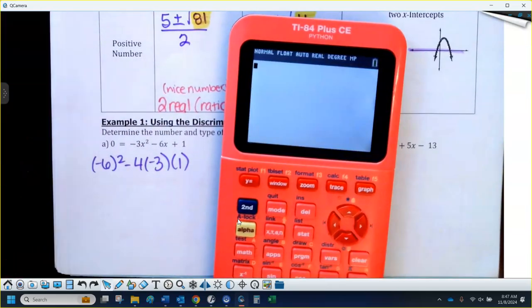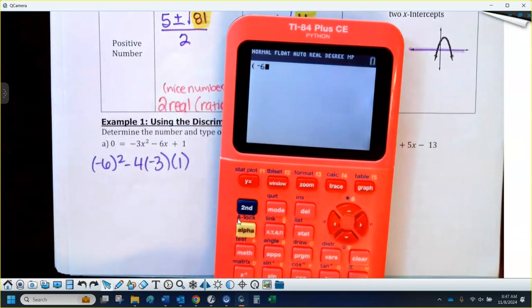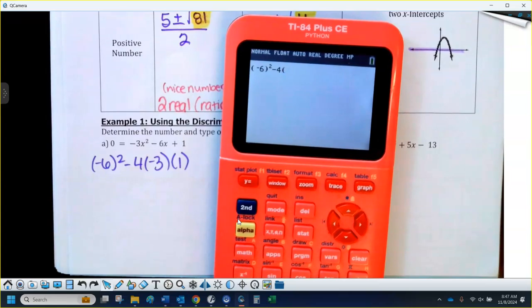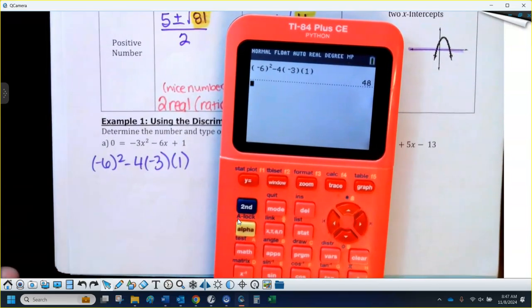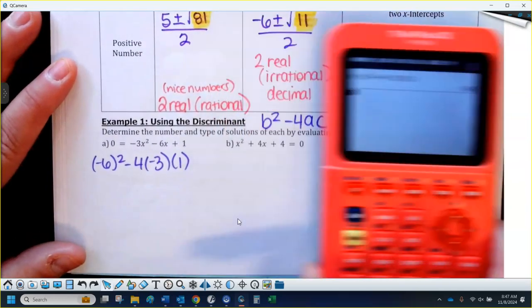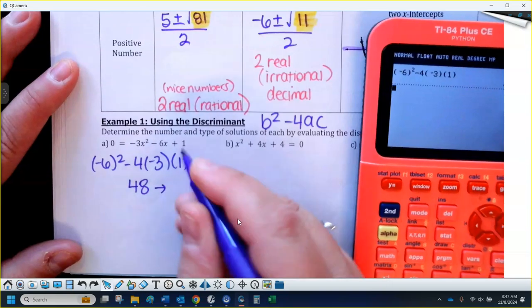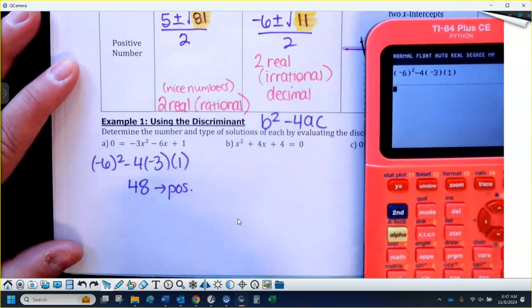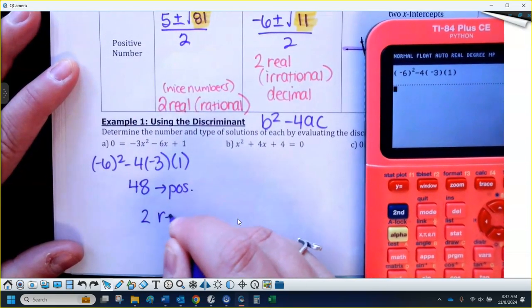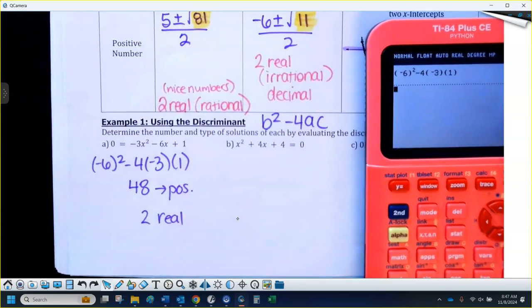And I'm just going to figure out what that is. If that's negative, it tells me something. If it's positive, it tells me something. Or if it's 0, it tells me something about the solutions. So it doesn't matter what the number is. I got 48. Okay, this is positive. So that means I have 2 real solutions.